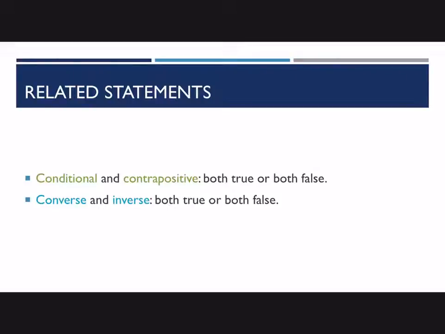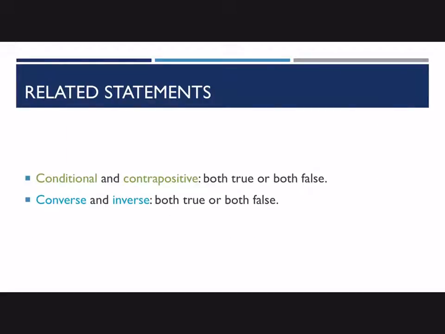This happens in general. The conditional and contrapositive will always agree with each other as far as true or false goes. So they either both have to be true or both false. And similarly, the converse and inverse also both have to be true or both false. Now you could end up with all four statements true or all four statements false, but you would never have a situation where the converse is true and the inverse is false, and you would never have a situation where the conditional is true and the contrapositive is false, or something like that.